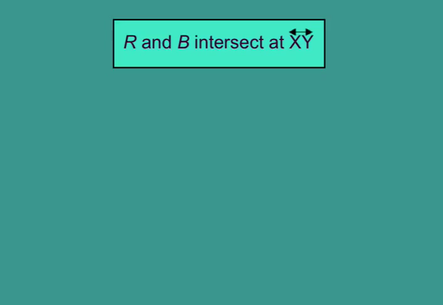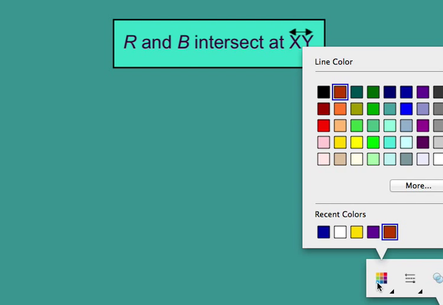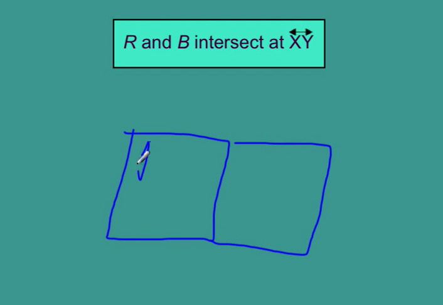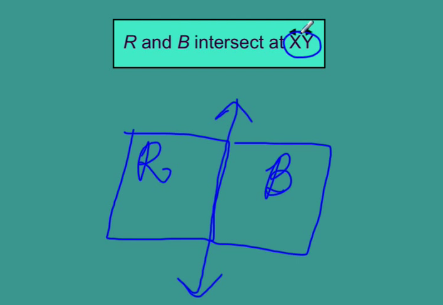Taking a look at number 16, R and B, so these are two planes, are going to intersect at XY. So here's a plane, here's another plane. So here's R, and here is B. And so remember, planes always intersect at a line. So here's the line in which they intersect. And since we have 2 points here, since the line is named by 2 points, it means that those are 2 points on the line. So then we get X and Y.